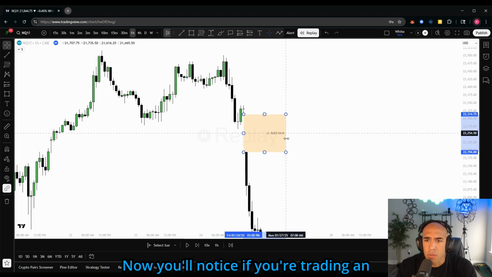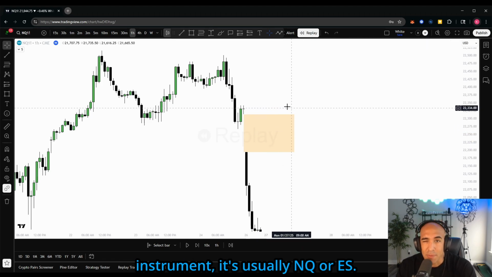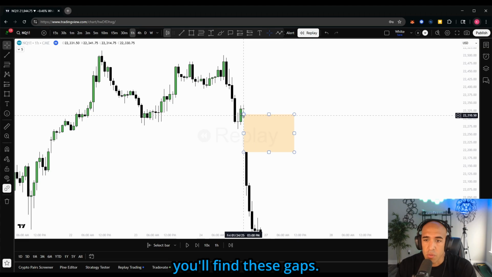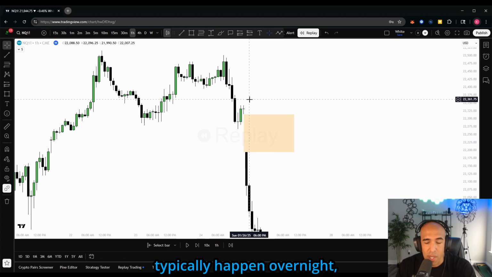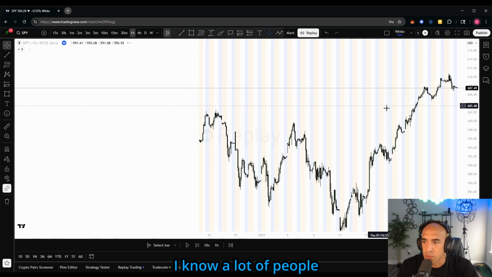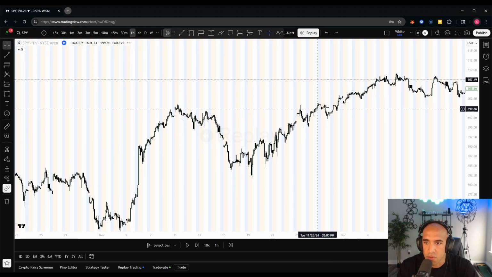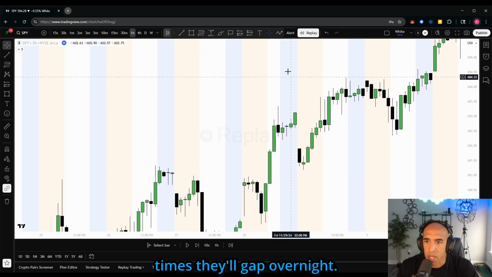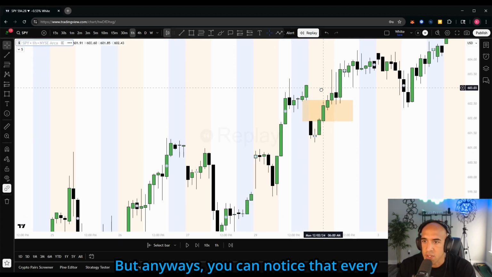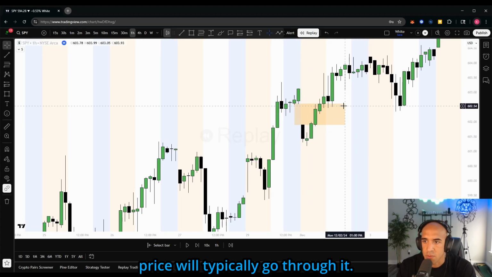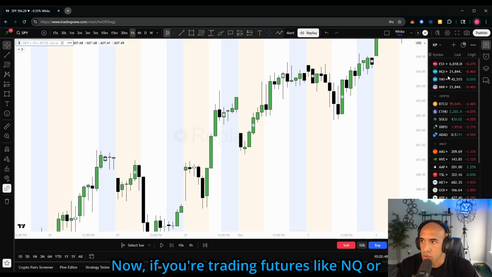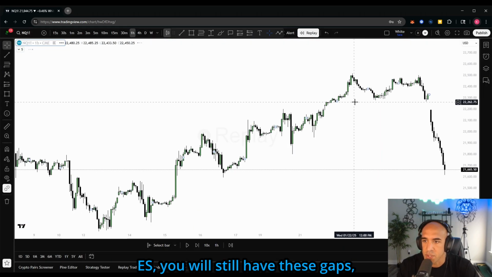Now, you'll notice when you're trading an instrument, it's usually NQ or ES. You'll find these gaps, and a lot of them typically happen overnight, especially if you're trading instruments like SPY. I know a lot of people like to trade SPY and QQQ. A lot of the times they'll gap overnight, part of that is because of the futures market. Every time we have this gap, price will typically go through it. If you're trading futures like NQ or ES, you will still have these gaps, but they usually go by different terms.